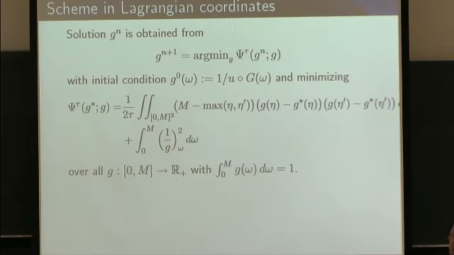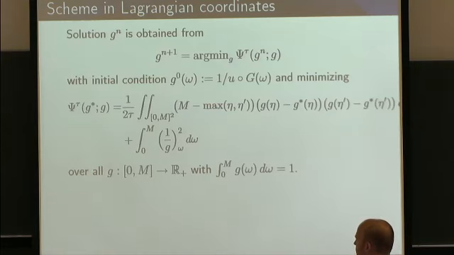Our solution at the new time step is obtained by minimizing this new functional psi, and we have to, of course, transform the initial conditions as well. And then we minimize this functional, which consists of the Wasserstein part, written in this new unknown function, and the Fisher information. And we have to do that for all functions which act on this space from 0 to mass m.